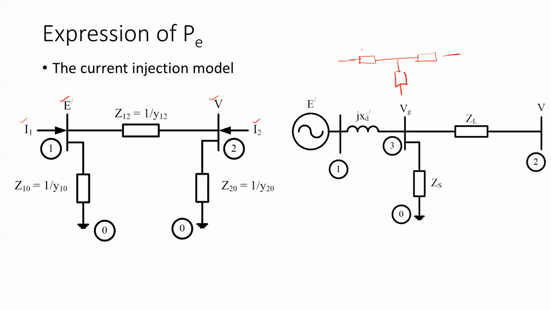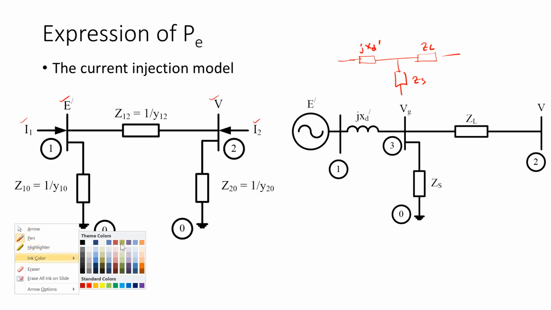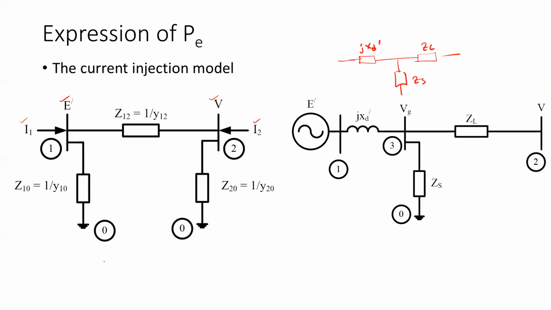Okay, so this is your JXD dash, this is your ZL, this is your ZS. So this is your Y configuration. From here, you are supposed to reach the delta combination. So typically, how do we express this? We assume that this green color is my corresponding delta.